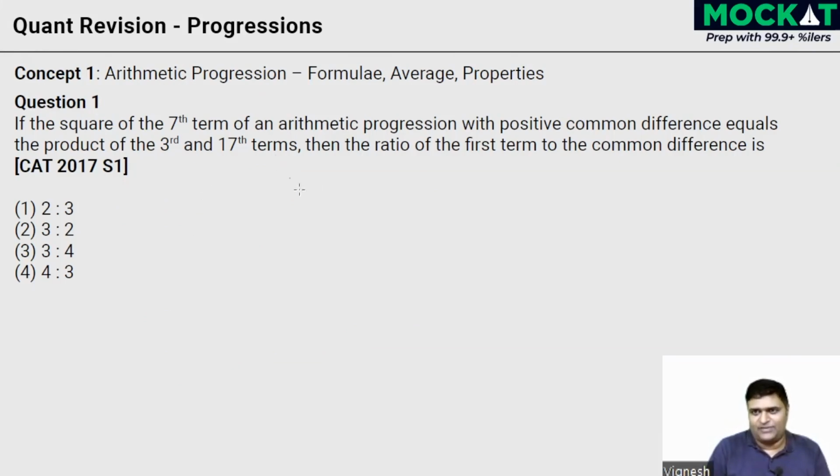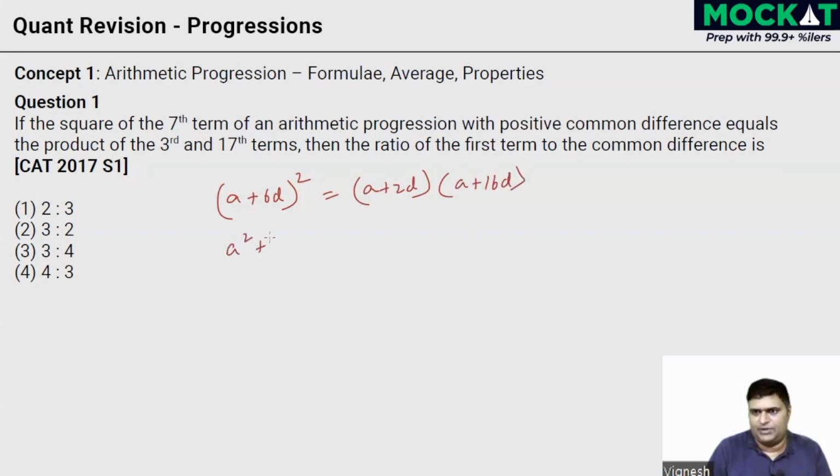If the square of the seventh term of an AP, the seventh term we would say is A plus 6D, A plus n minus 1 into D, with positive common difference, find D is positive, equals the product of the third and the 17th terms. Third is A plus 2D, and 17th is A plus 16D. I shouldn't make a mistake with that.